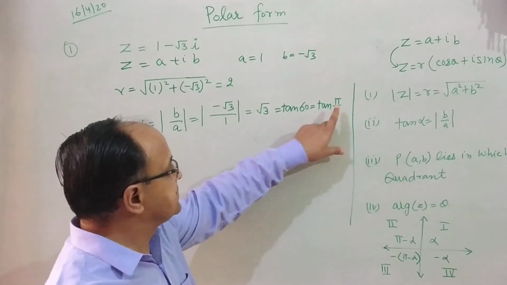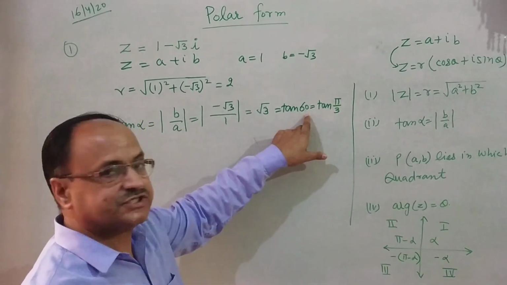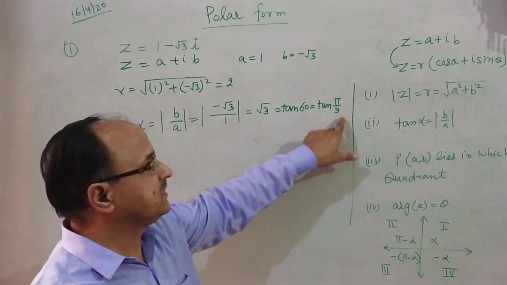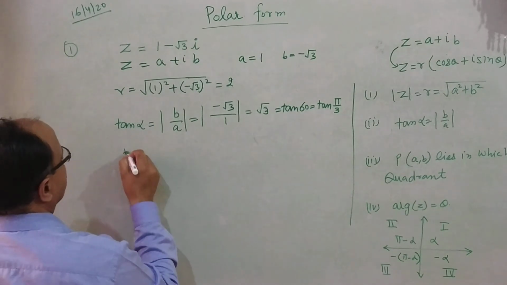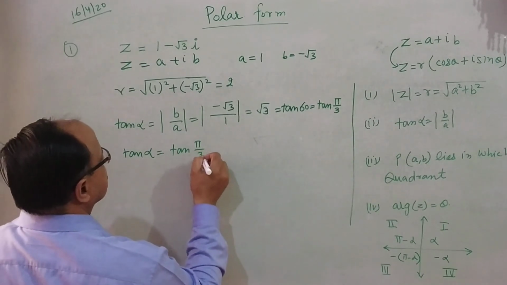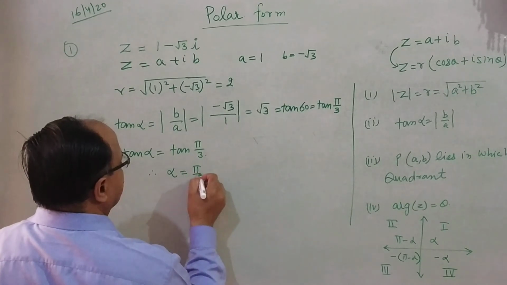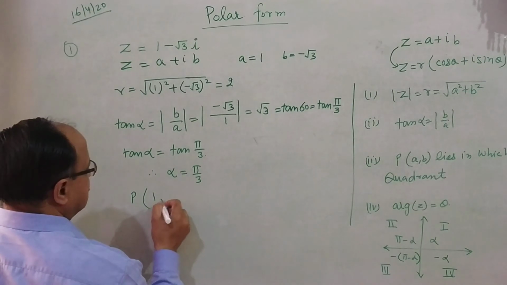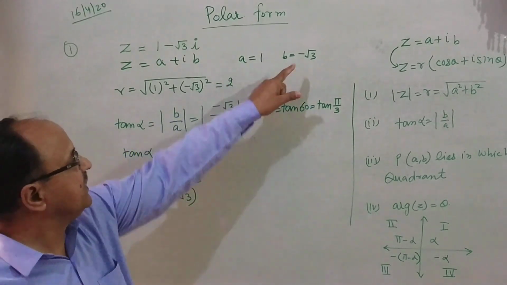Clear? Yesterday we discussed pi means 180 degree. 180 by 3 is 60. Pi radian is 180 degree. When you compare, what is the value of alpha? Tan alpha is equal to tan pi by 3. Therefore, alpha is equal to pi by 3. And your point means the value of A and B: A is 1 and B is minus root 3.